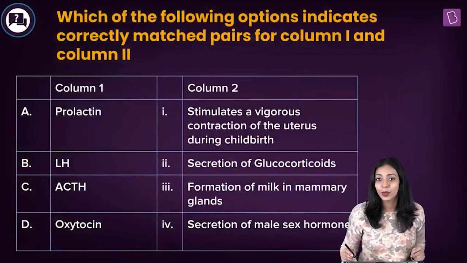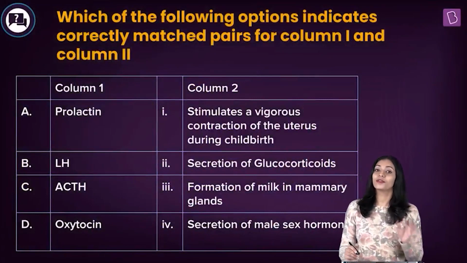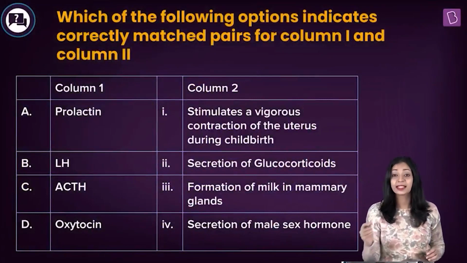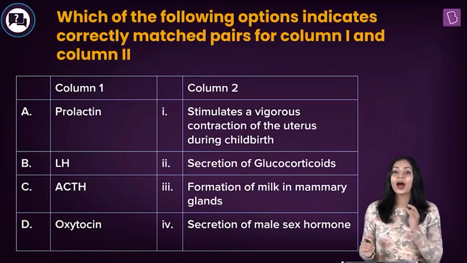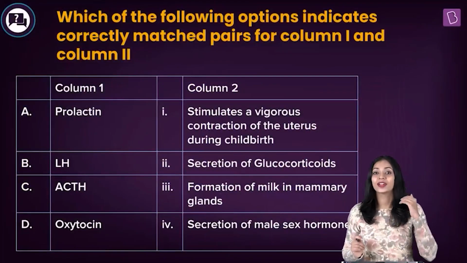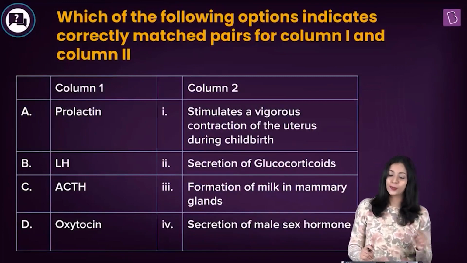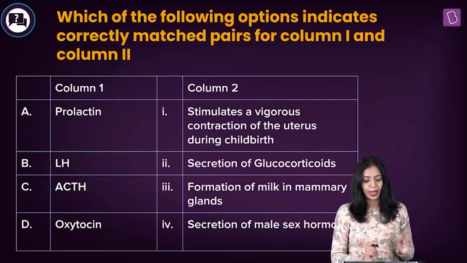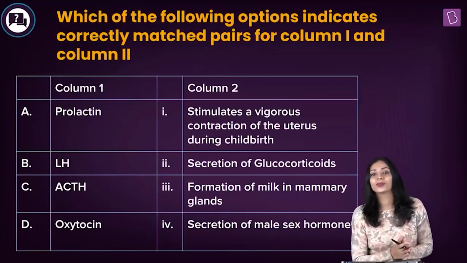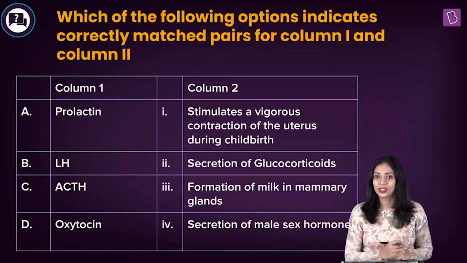Here is a match the following type of question. Which of the following options indicates correctly matched pairs for column 1 and column 2? Under column 1, as you can see, there are different hormones listed. There's prolactin, luteinizing hormone, adrenocorticotropic hormone, and oxytocin. And under column 2, the functions of these various hormones are given.